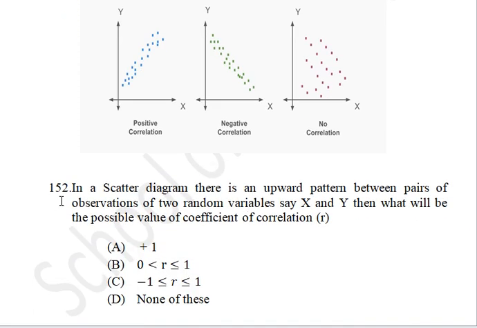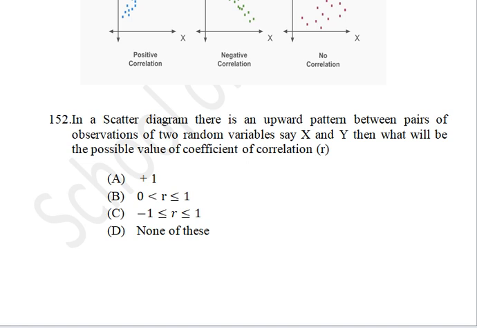In question number 152, in a scatter diagram there is an upward pattern between pairs of observations of two random variables, say x and y. Then what will be the possible value of the coefficient of correlation? As we discussed above, the correct option will be B.